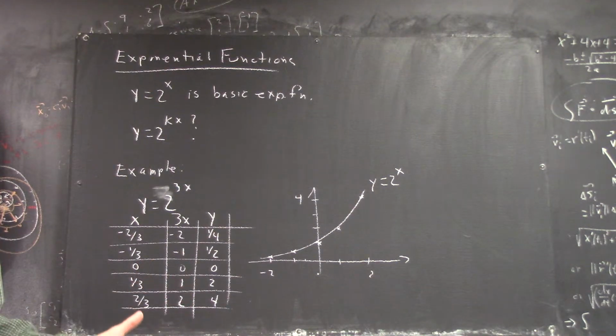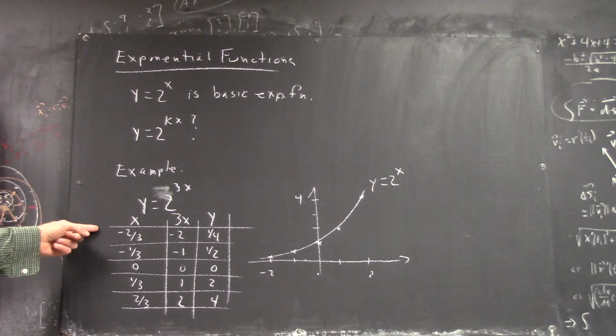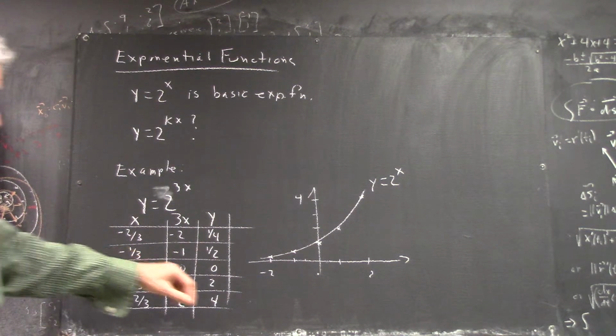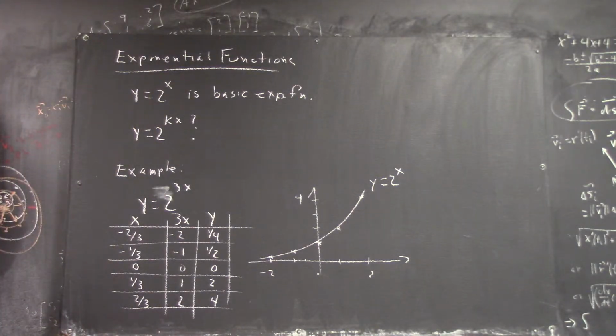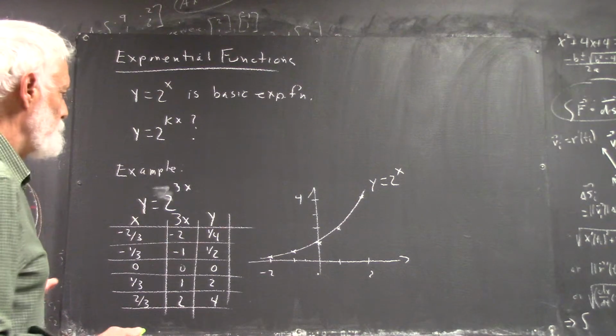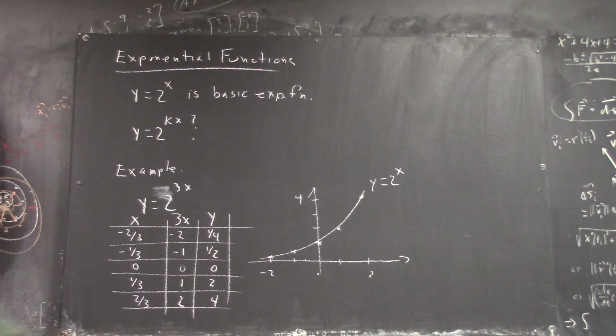Like, what's the first value? What are the coordinates of the first point you get from the first line? Just make sure you're on the right track here. On the first line, what's the value of x? Negative 2/3. And what's the value of y? 1/4. So when I ask you what are the coordinates of the point, you're going to tell me what? Negative 2/3 and 1/4.